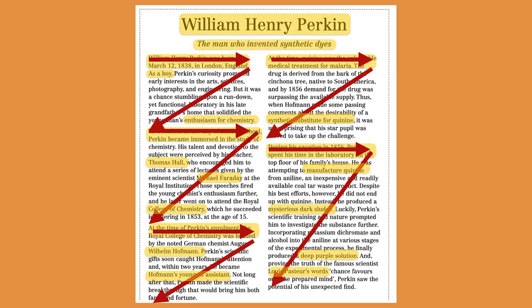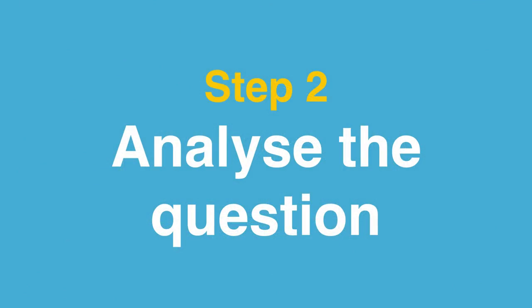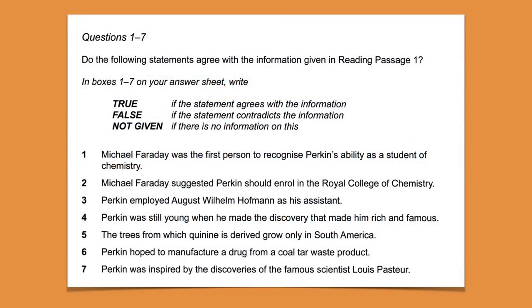When you finish skim reading, you will have a map of the text. You will have an idea what the text is about, and you will have a good idea what each paragraph is about. And that will help you when you answer the questions. So in step 2, you look at the question, you analyze the question. Here's an example set of questions for this same text. True, false, not given.